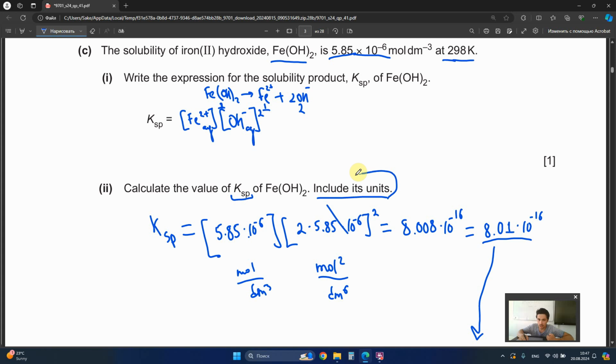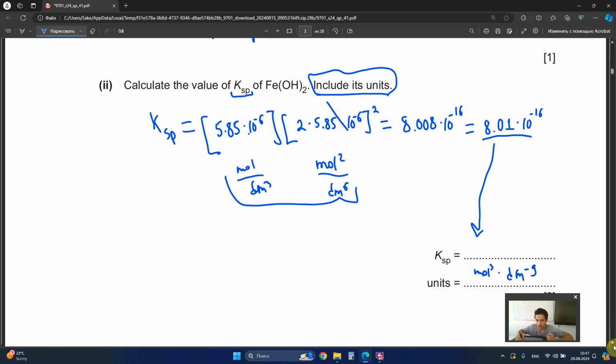Also, pay attention to the task. You have to include units. So units are coming from this expression. So it's concentration, which is measured in moles per decimeter cubed. And here it's squared. So doing simple math, you're having moles to the power of 3 multiplied by decimeter to the power of minus 9. So that's it.